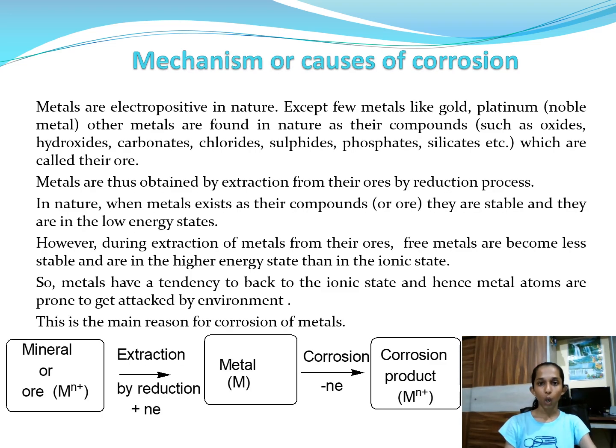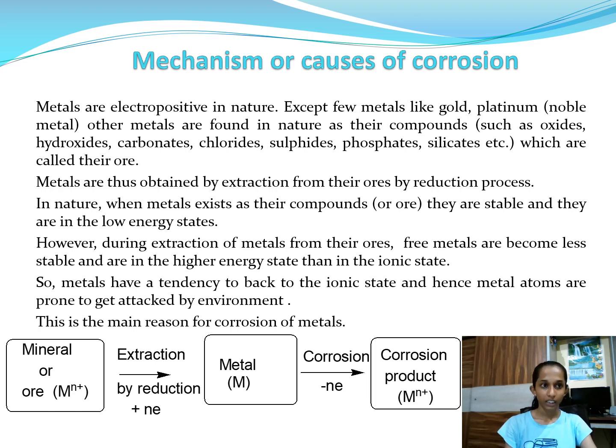Let's see the mechanism or cause of corrosion. Metals are electropositive in nature, except a few metals like gold and platinum, which are called noble metals. Other metals are found in nature as their compounds such as oxides, hydroxides, carbonates, chlorides, sulfides, sulfates, silicates, etc., which are called their ores. Metals are thus obtained by extraction from their ores by a reduction process. In nature, when a metal exists as a compound or ore, it is stable and in a low energy state. However, during extraction of metals from their ores, free metals become less stable and are in a high energy state compared to the ionic state.